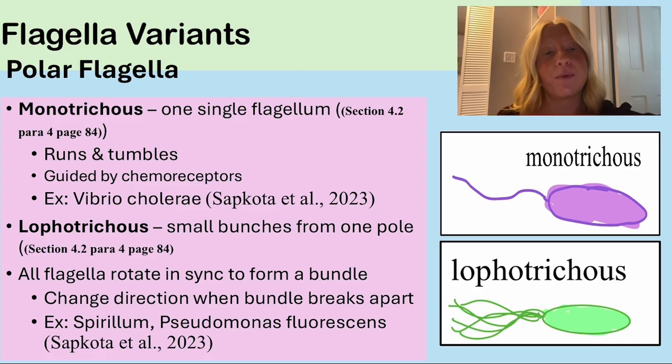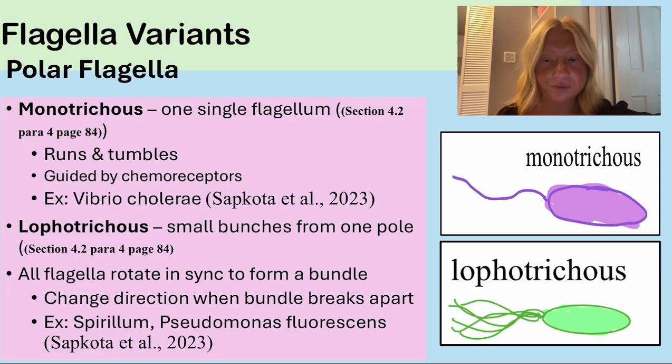So now I'm going to talk about the polar flagella. This includes the monotrichous and the lophotrichous. Monotrichous, as we said, is on one end of the pole. Monotrichous is one single flagellum. They alternate between runs and tumbles, and these bacteria move in a cycle. They run forward when the flagellum spins one way, and then they tumble when it spins in the opposite direction. These are guided by chemoreceptors, which means they sense chemical changes in the environment, and they respond either positively towards them or negatively away from them.